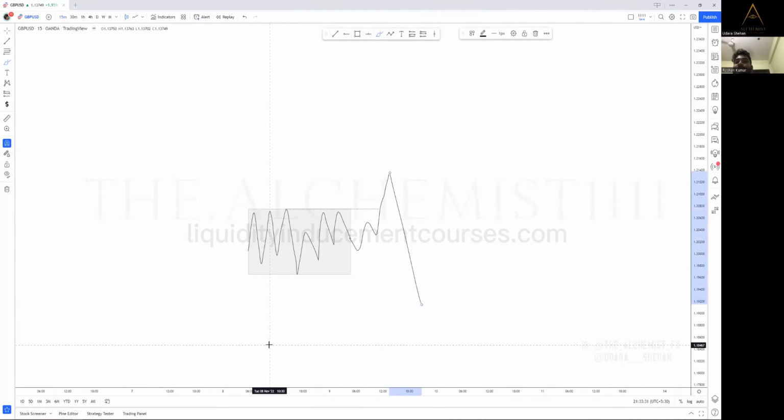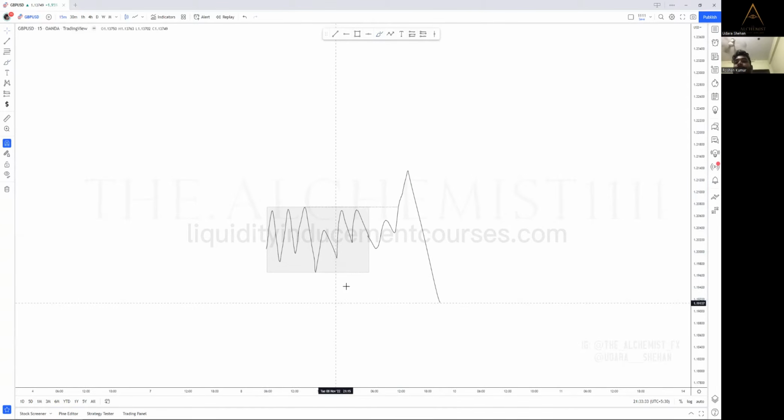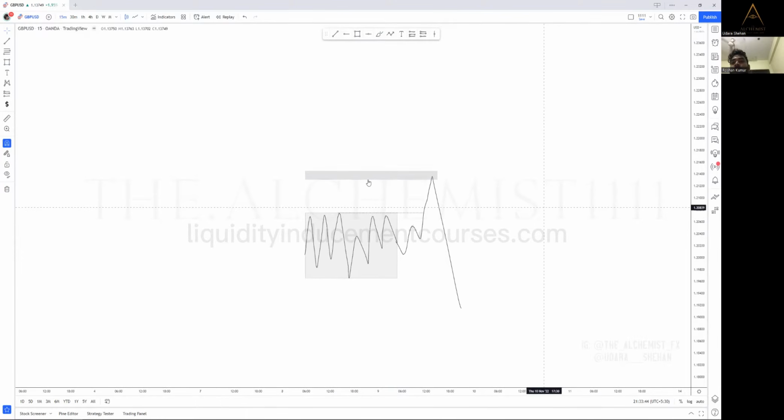Boom, for it to reverse. Okay, so what we do is above the Asian high, we look for a higher time frame point of interest where London Kill Zone or London could get into. What makes this a high quality point of interest is the Asian highs liquidity.